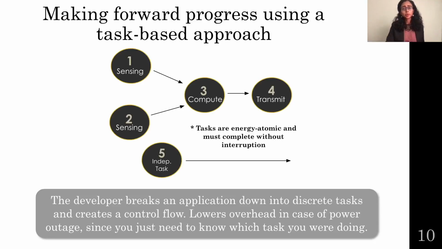And then the other way to make forward progress in prior work is using a task-based approach. So basically here you break a monolithic program into smaller tasks that are energy atomic, so they have to complete in a power cycle. And this sort of puts effort on the developer to break the programs down. However, you end up with less state that you need to store, because basically you enforce the order of the tasks with a task graph, and then you just need to save where you are in the graph and then the information that's being passed between the nodes.